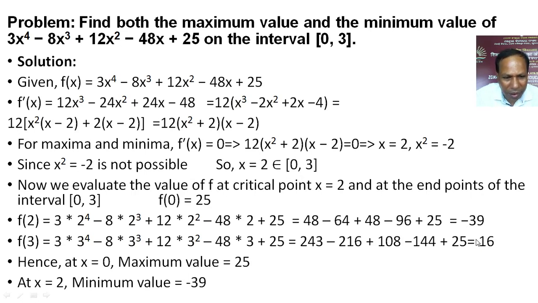So here we find that the function at x is equal to 0 is taking the maximum value 25, out of these three values, 25, minus 39 and 16. So the absolute maximum value is 25, and x is equal to 0 is the point of absolute maxima. Similarly, minus 39 is the absolute minimum value, and it is attained at x is equal to 2. So we can say x is equal to 2 is the absolute minima, and the absolute minimum value is minus 39.